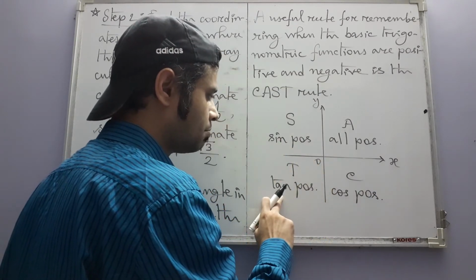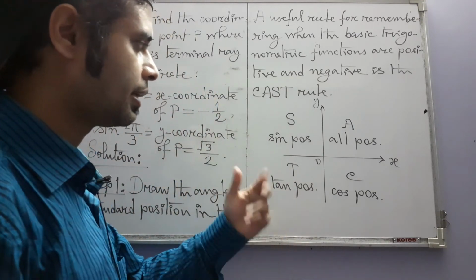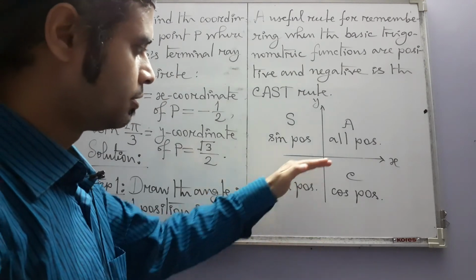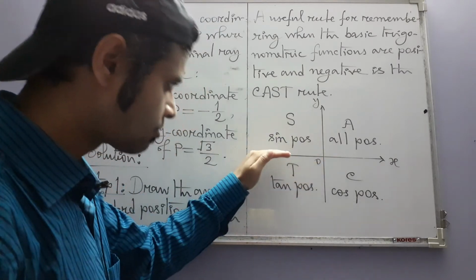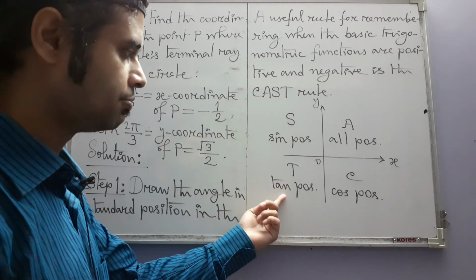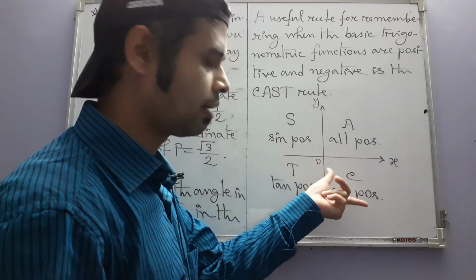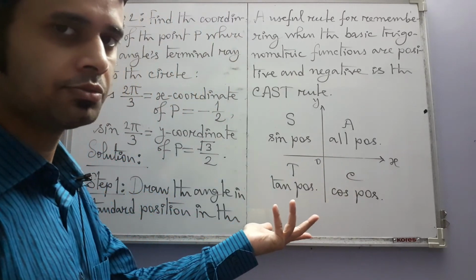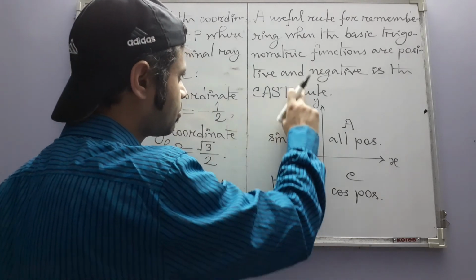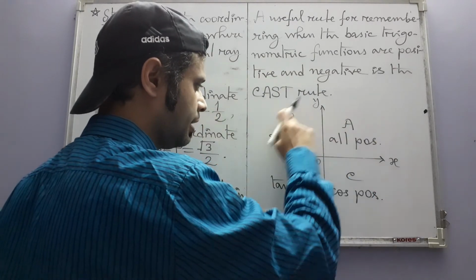Here your both, what is tan by the way? Tan, according to our extended definition, is y coordinate divided by x coordinate. Y coordinate is negative, x coordinate is also negative. So negative divided by negative gives you positive. So tan is positive here. And here cos is positive because x divided by r is positive. In this text we are calling it CAST, cast rule. Some people also remember it as ASTC rule.